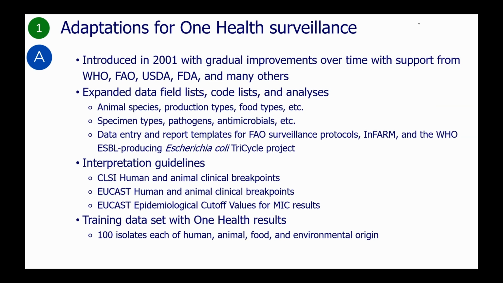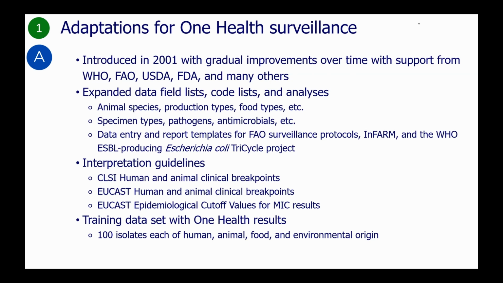Examples of modifications have been expanding the number of animal species, production types, food types, water types, pathogens, antimicrobials, specimen types, and alerts. WHONET also includes data entry and report templates matching FAO and INFARM protocols. WHONET includes the published CLSI and EUCAST clinical breakpoints for samples of human and animal origin, as well as the EUCAST epidemiological cutoff values.